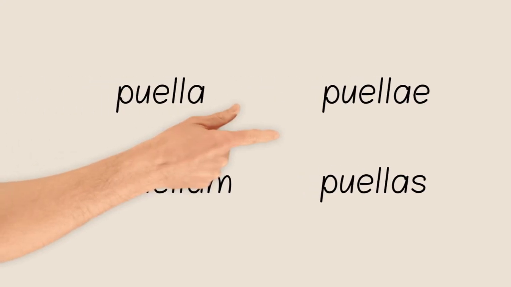So here we have the full noun, but we're only actually looking at the nominative and accusative. We don't have to worry about the other cases. So let's just look at puella, puellam, and puellae, puellas. So puella is a noun and it means girl. Puellam is the accusative and it means girl in the accusative.